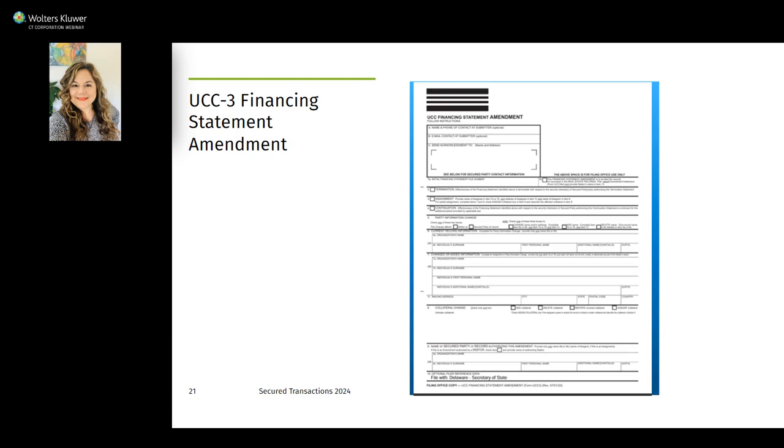Earlier, I mentioned the UCC3 as being part of the record, and I want you to have a picture of it, especially if you're new to this area of law. It really does a few things. It is part of the record, again, so it's important to review the UCC3s when you're looking at searches. Let me show you what this form actually does.